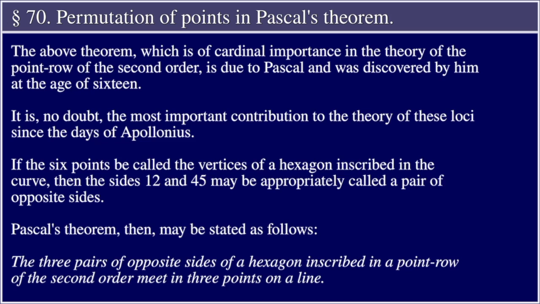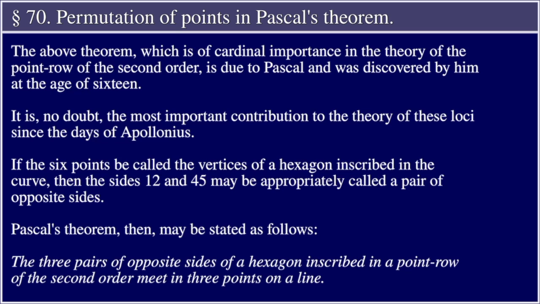The above theorem, which is of cardinal importance in the theory of the point row of the second order, is due to Pascal, and it was discovered by him at the age of 16. It is, no doubt, the most important contribution to the theory of these loci since the days of Apollonius. If the 6 points be called the vertices of a hexagon inscribed in the curve, then the sides 1, 2, and 4, 5 may be appropriately called a pair of opposite sides. Pascal's theorem, then, may be stated as follows. The 3 pairs of opposite sides of a hexagon inscribed in a point row of the second order meet in 3 points on a line.